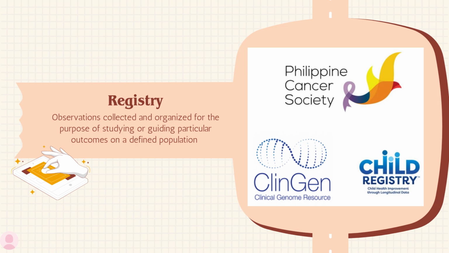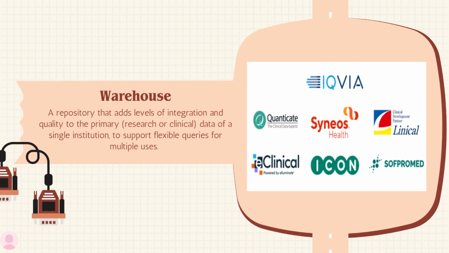So, the picture here depicts some examples of registry clinical data repositories. Then we have number 4, warehouse, a repository that adds levels of integration and quality to the primary data of a single institution, so either research or clinical. It is to support flexible queries for multiple uses. It is broader in application than a registry.